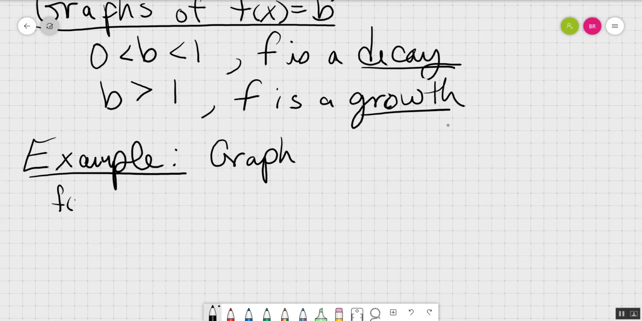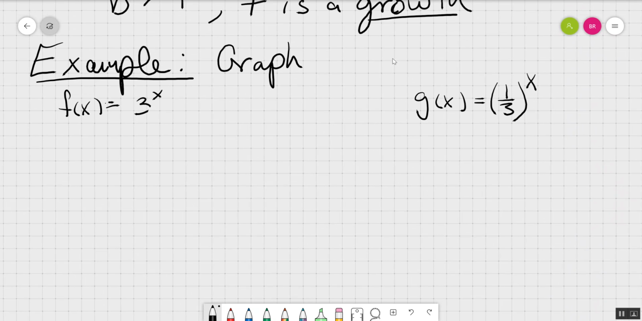So I'm going to do f of x equals 3 to the x. 3x we already did. That was linear stuff. We did that a while ago. And then I'm going to do g of x is 1/3 to the x power. And we'll see how this goes. So I'm going to graph this the old school way. I'm just going to do a little table and then plot some values, and we should be good to go.